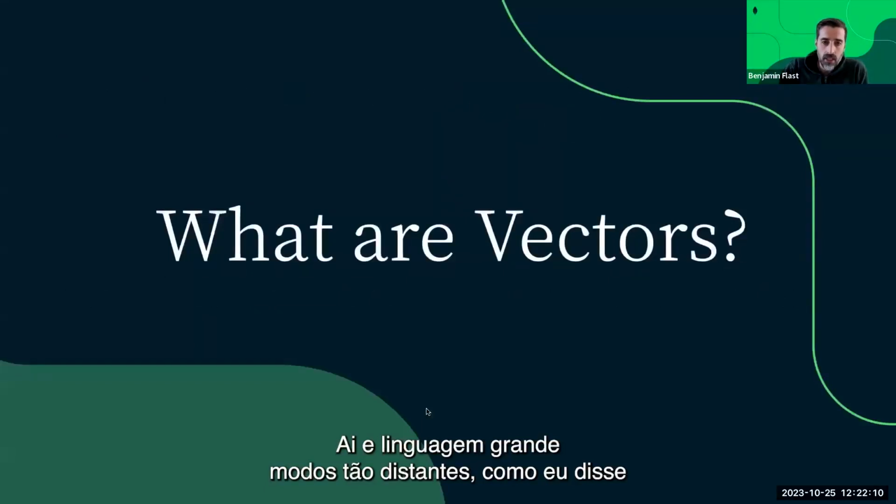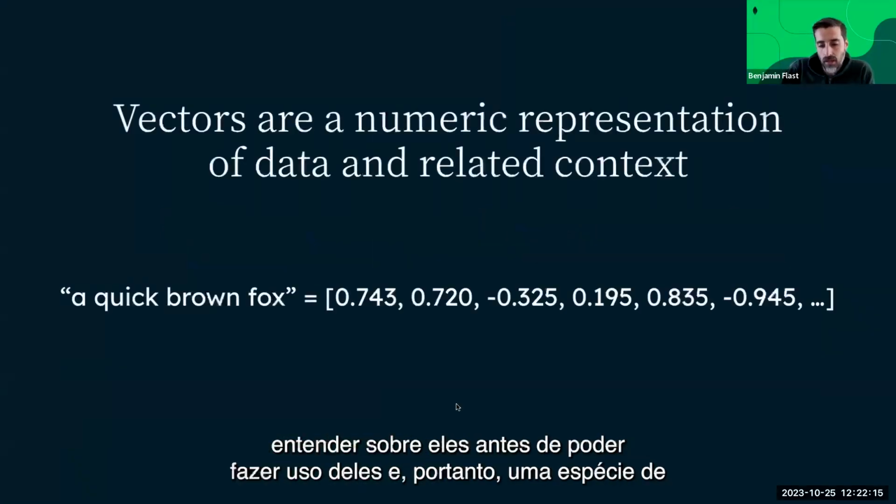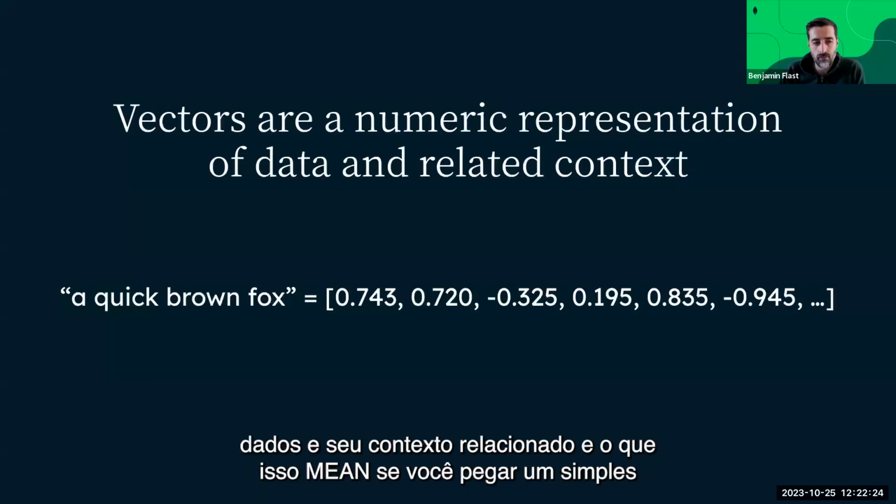So stepping back, though, as I said, I want to quickly cover what vectors are and what you need to understand about them before you can make use of them. A quick definition is that vectors are a numeric representation of data and its related context. And what does that mean?